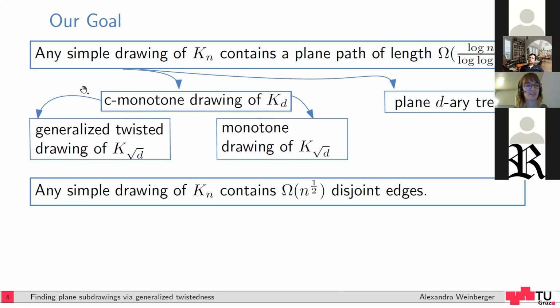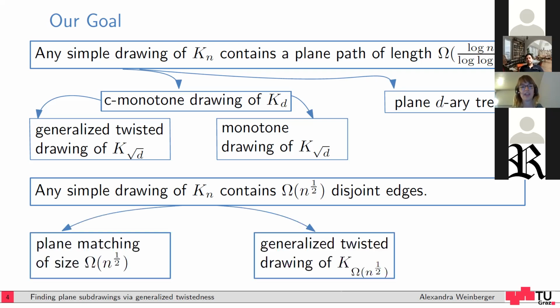You might recognize the generalized twisted drawing name that I told you about before, and this is also in the title. This is because they are going to be important not only for this proof, but we also use them for the proof that any simple drawing of the complete graph contains at least square root of n disjoint edges. There we take a maximal plane matching at first, and we say that either this matching already has the claimed size, or we can find a generalized twisted drawing. And then again, from the generalized twisted drawing, we can say that in there we have a matching of this size.